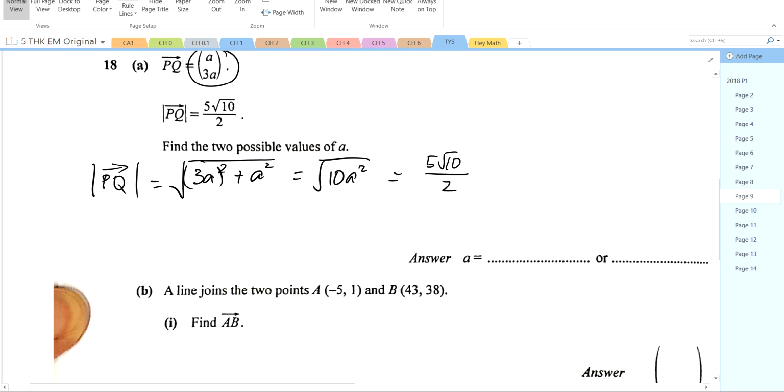What would you like to do to both sides in order to solve for A? We're going to make the A appear. Right now it is hidden inside a square root. Let's square both sides. So tan A squared equals 25 times 10 divided by 4. A squared must be equal to 25 over 4. A is now equal to plus minus 5 over 2.